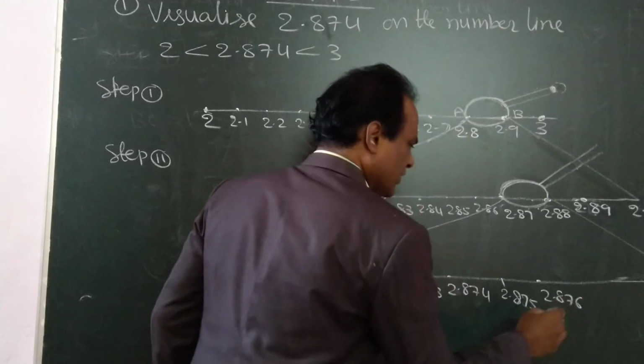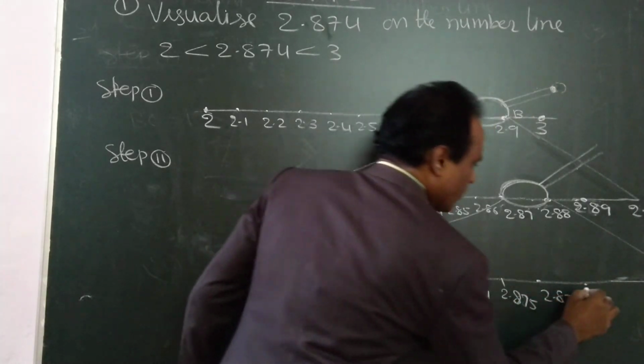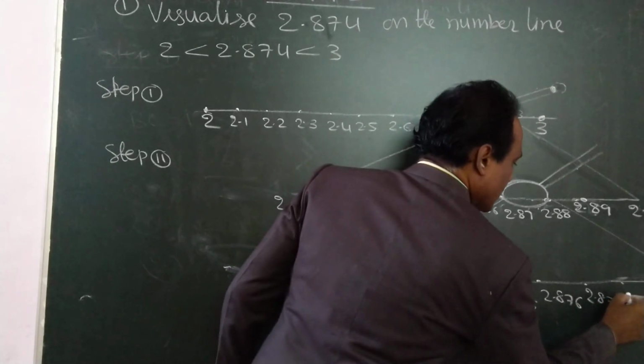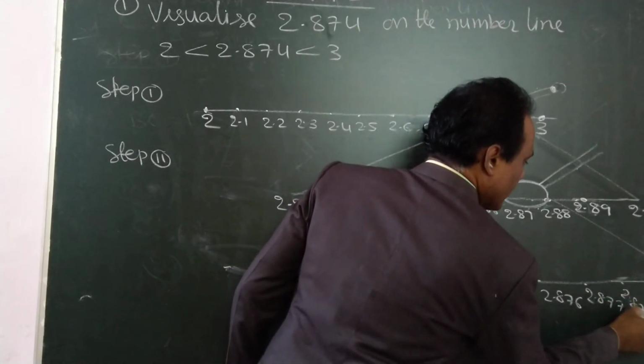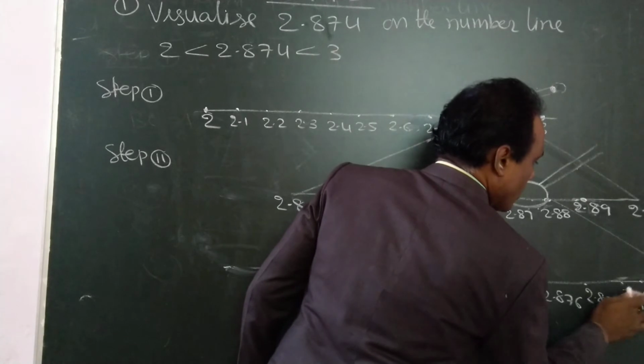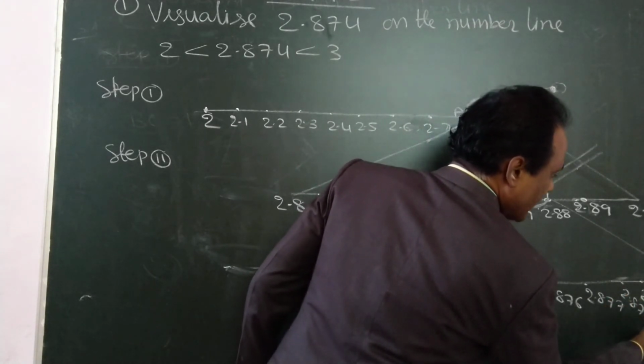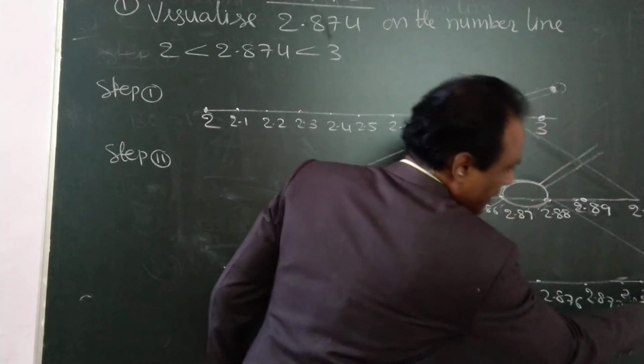All these are not needed. What is your required number? That we will write neatly. 2.877, 2.878, 2.879. Then 2.880 will be the next number.